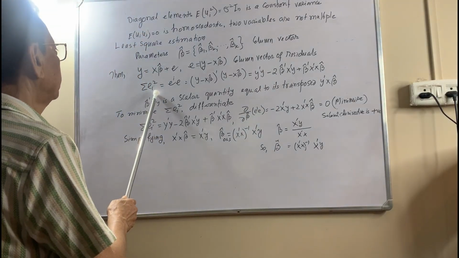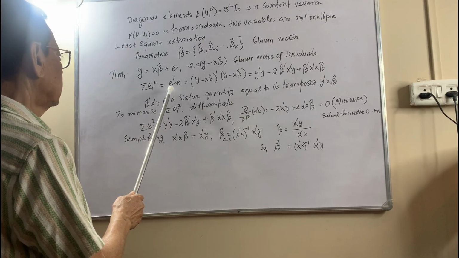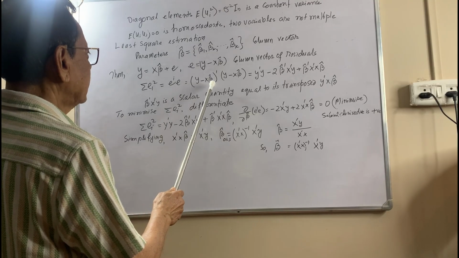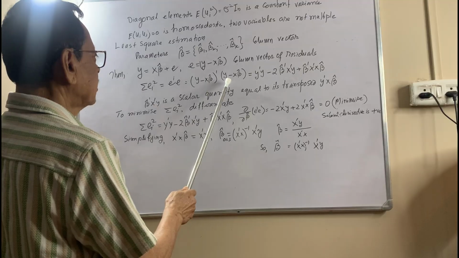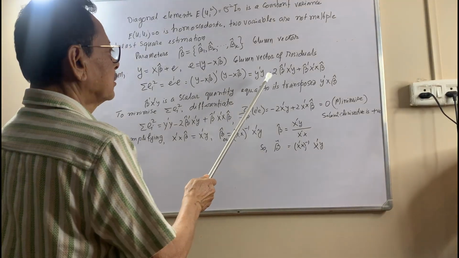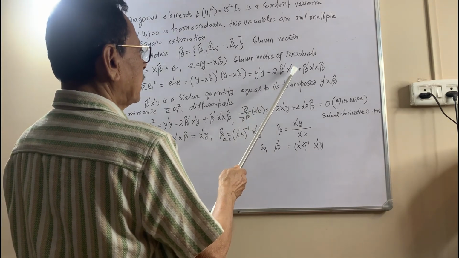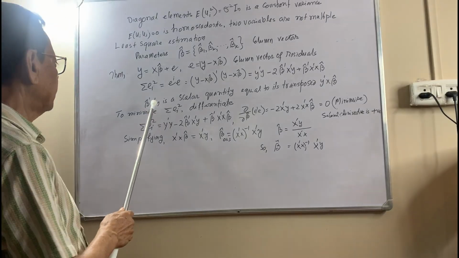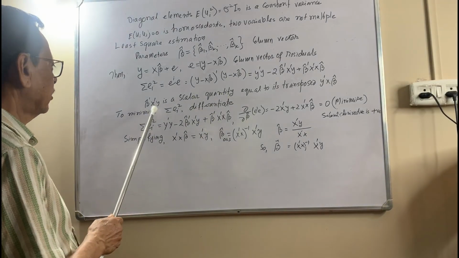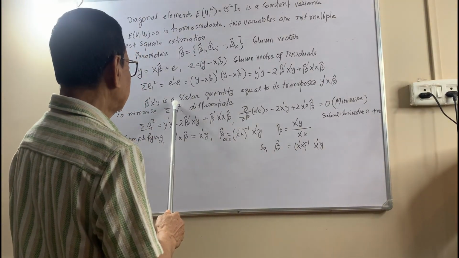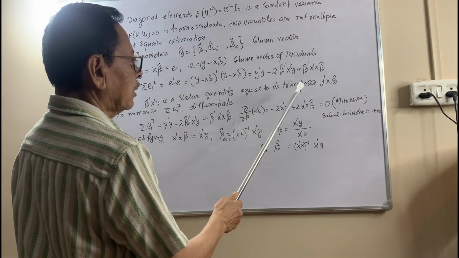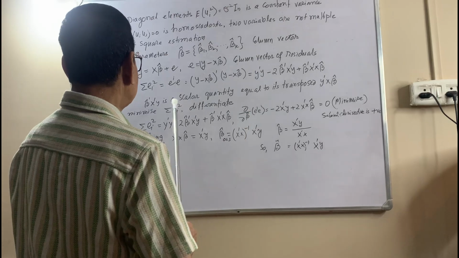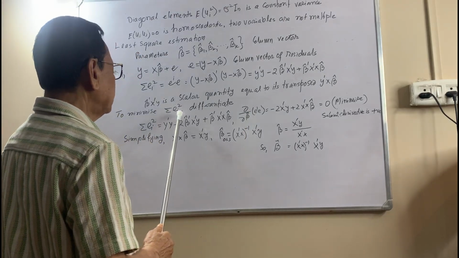Now, summation ei square, if we need the square and sum of it, is also represented as e prime e, which is equal to y minus x beta hat prime, that is the transpose of this, times y minus x beta hat. So if we remove the brackets, this is y prime y minus 2 beta hat prime x prime y plus beta hat prime x prime x beta hat. Now you see this beta hat prime x prime y is a scalar quantity, so it is a single figure. That's why the transposition of this is equal to the original one, equal to its transpose. The transpose of this is y prime x beta hat. So to minimize this, now we'll have to minimize the error.